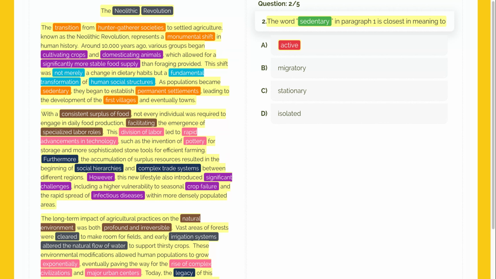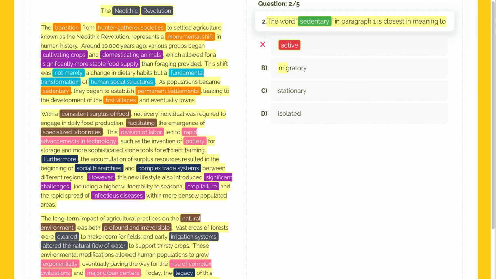The word active means moving around or doing a lot of physical things. While farmers are busy, the context of becoming sedentary is about the location of where people live, not how much they exercise. If they were active in the sense of moving their homes, they wouldn't have permanent settlements. Therefore, this option is incorrect.